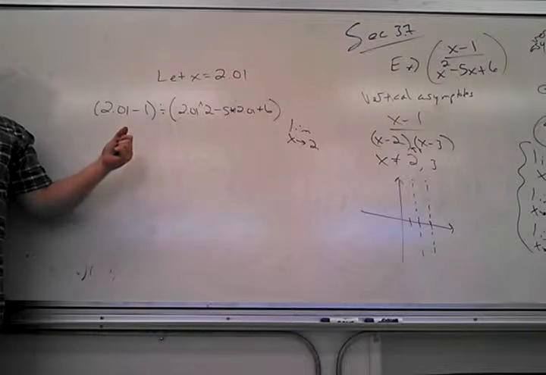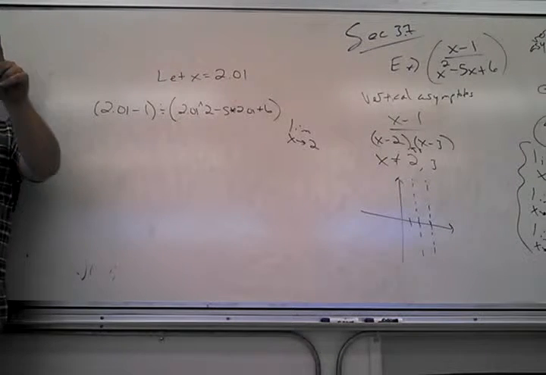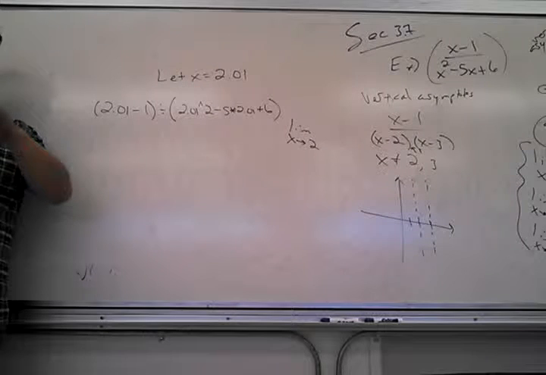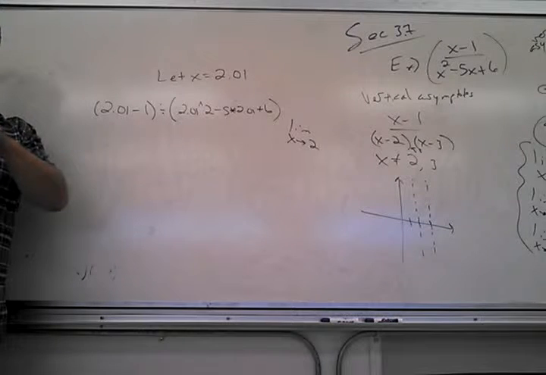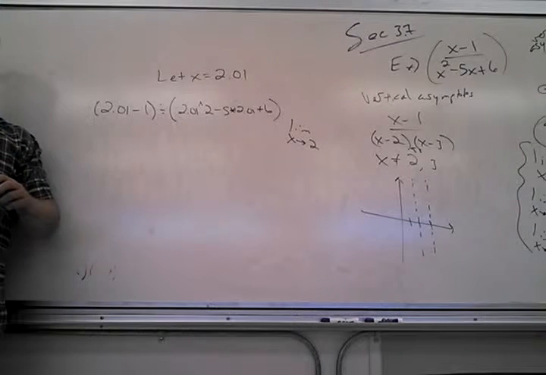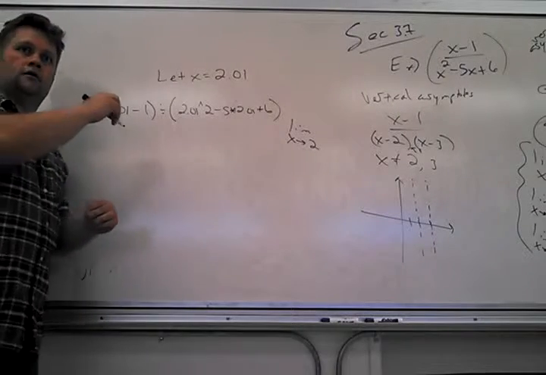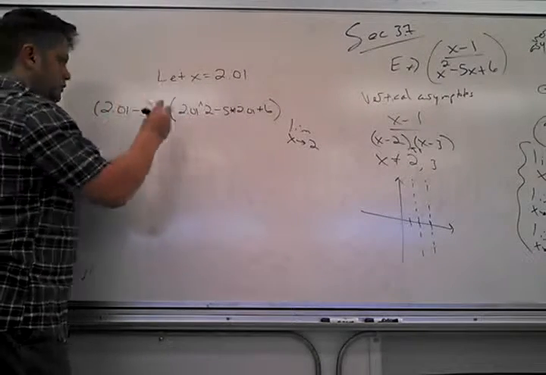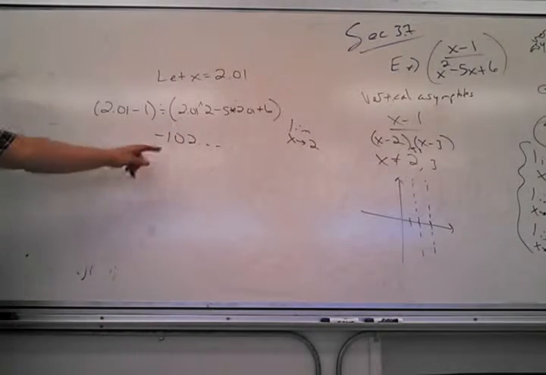Negative 102.02 bar. Let me let everybody else get there too. I see a lot of other people playing along with this. Sounds about right. So who else got an answer that you're willing to share? Cool. So that's what you got, right? Negative 102 point something. So that's getting pretty big negative.